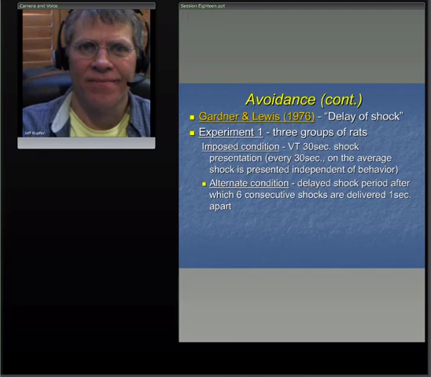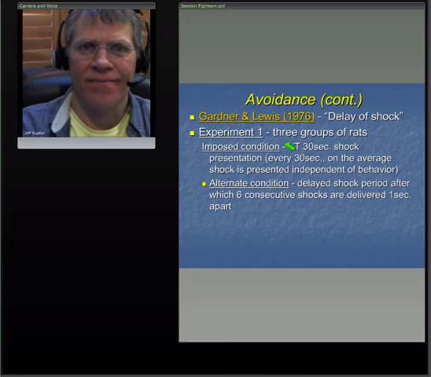What Gardner and Lewis did was to set up a condition in which rats were put into a chamber. This, by the way, is a group experimental design again. All of the rats were exposed to what's called the imposed condition in which, on the average, every 30 seconds that passes, if the rat makes no response on the lever, shock is going to be delivered. Okay?